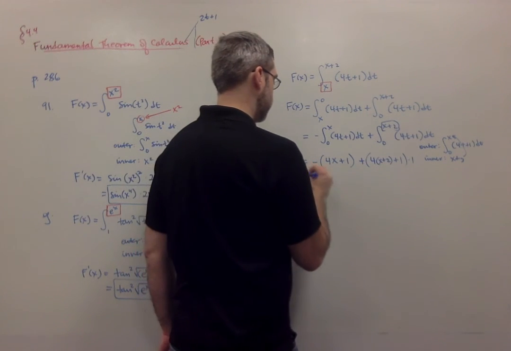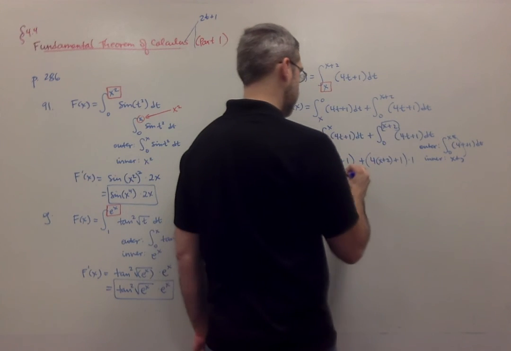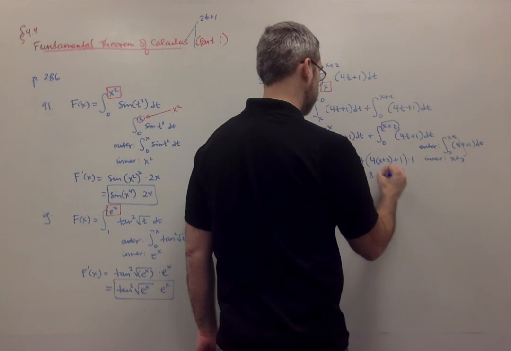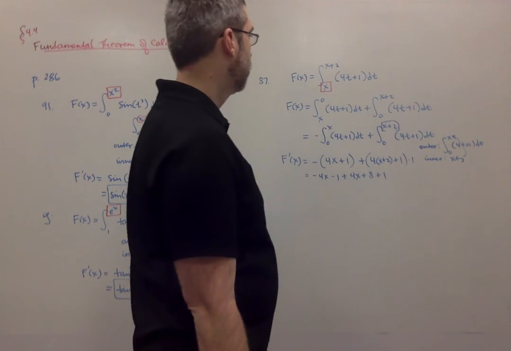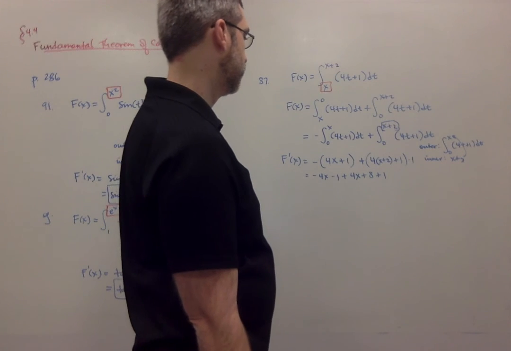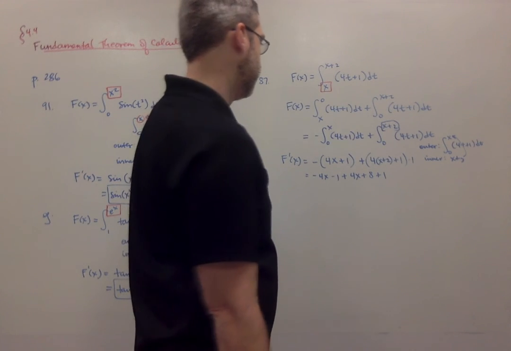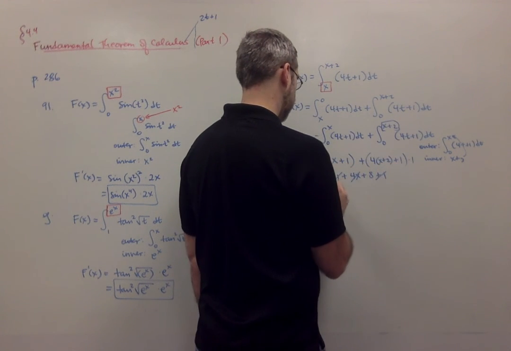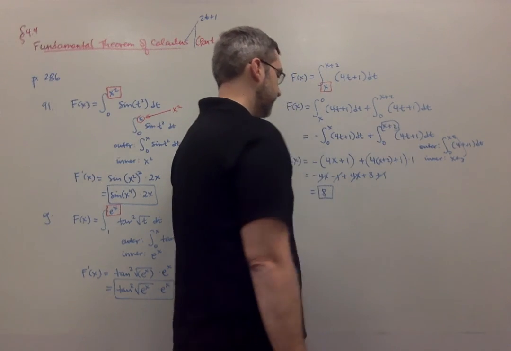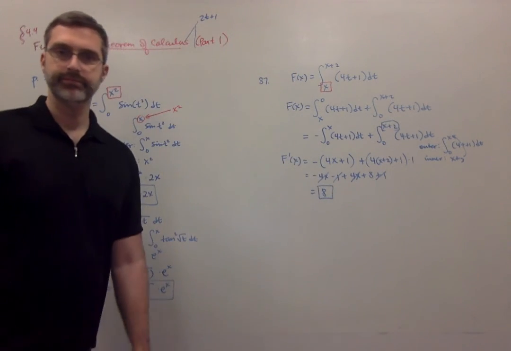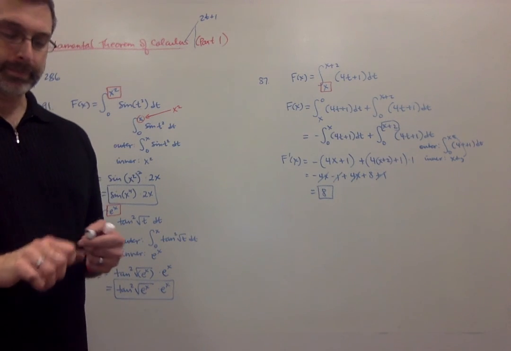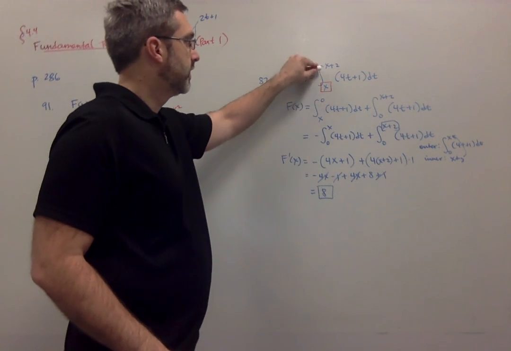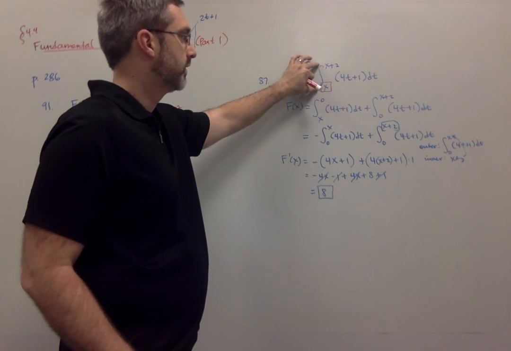So it's negative 4x minus 1 plus 4x plus 8 plus 1. And what we'll notice here is that the 4x's cancel and the 1's cancel, and I just end up with a derivative of 8. Okay? Makes sense? All right, so if you end up with two things here that are both variables, you have to split it.